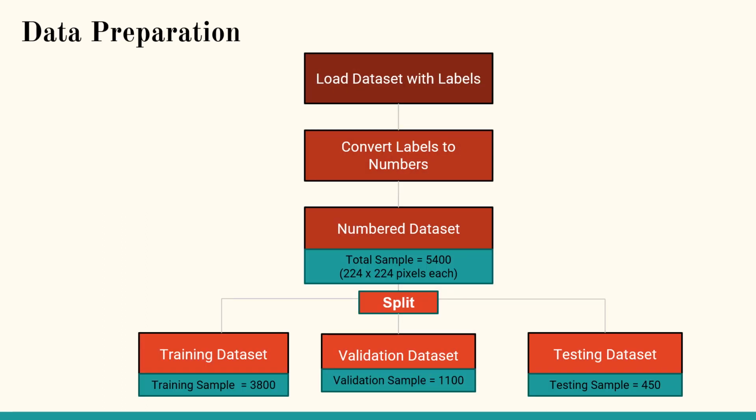Now the data preparation part. So we loaded our dataset with labels and then converted labels to numbers. Our dataset has a total of 5,400 samples. We further subdivided it into three parts: the first one is the training dataset, which has 3,800 samples. Second is the validation dataset, which has 1,100 samples. And then there's a testing dataset, which has 450 samples. Each sample measures 224 by 224 pixels.